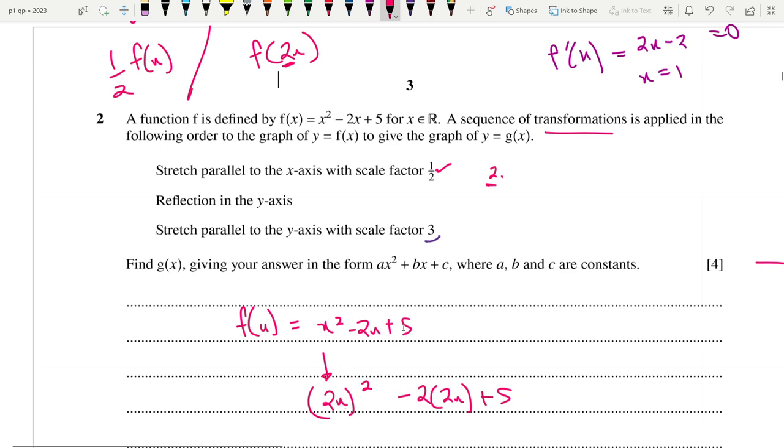So all the x's that I have here, instead of multiplying by half, I'm going to multiply 2 within the brackets with x, right? So it's (2x) whole squared minus 2 into 2x plus 5.